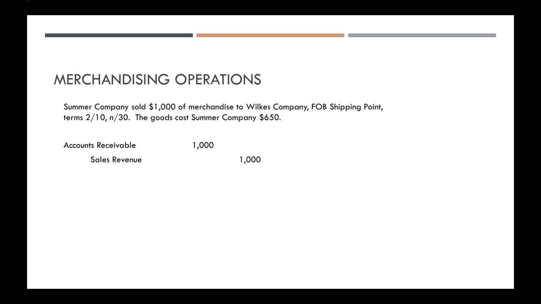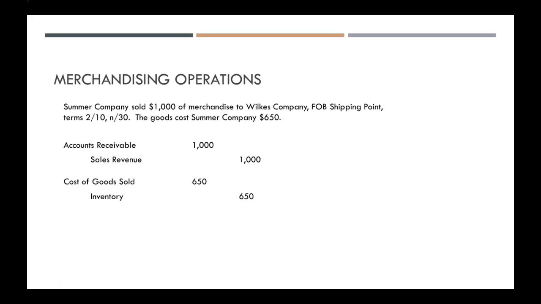And now, how do we know that it's accounts receivable and not cash, let's say? Well, those terms. When you are given terms like that, that means that it was a sale on account. So we debit our accounts receivable because Wilkes Company owes us $1,000. So that's for the selling price, right?